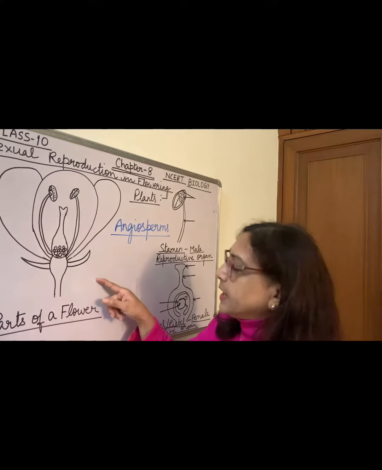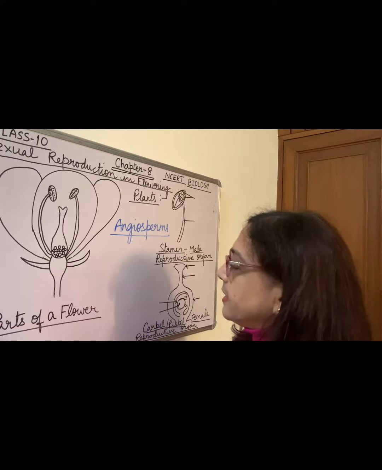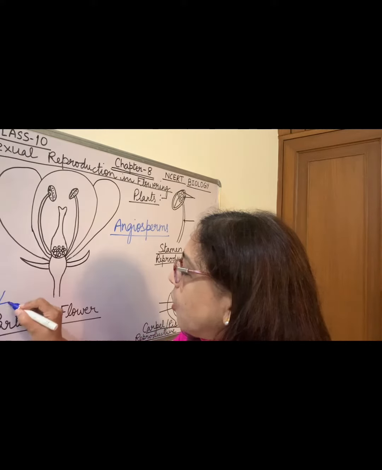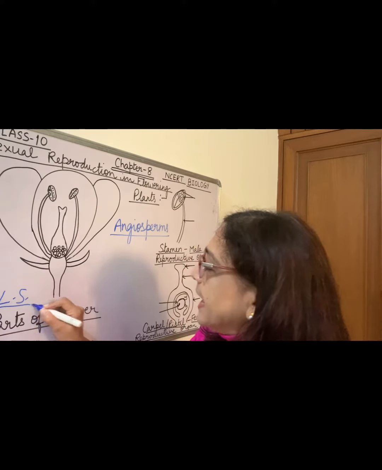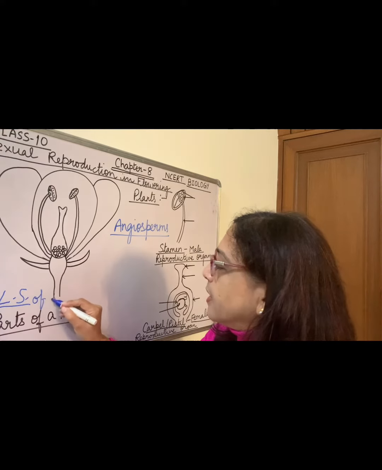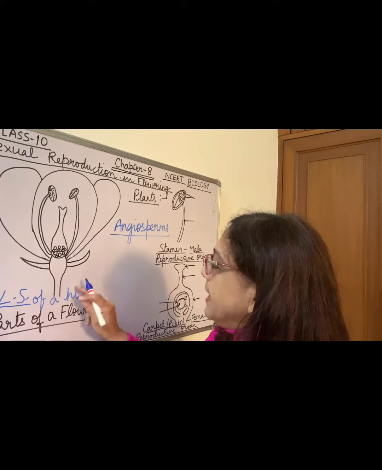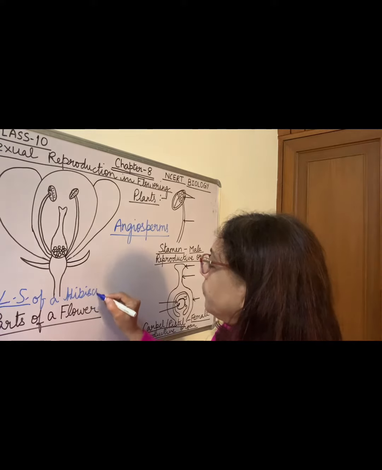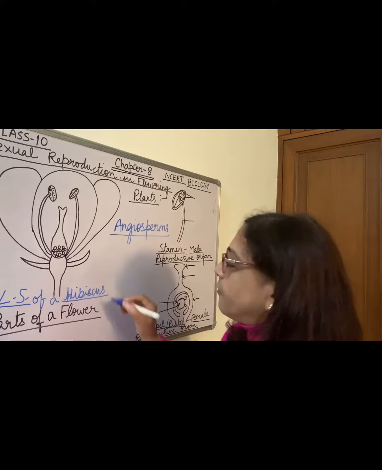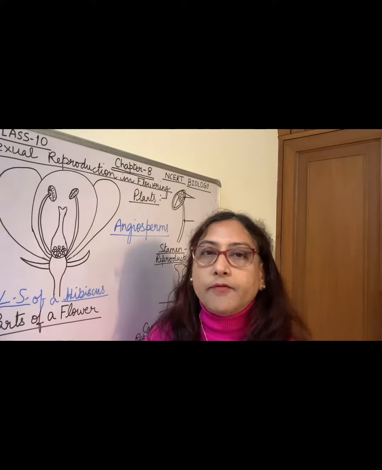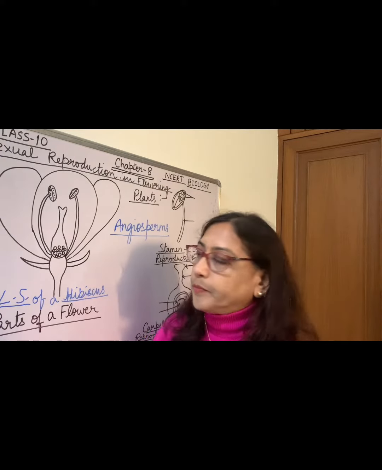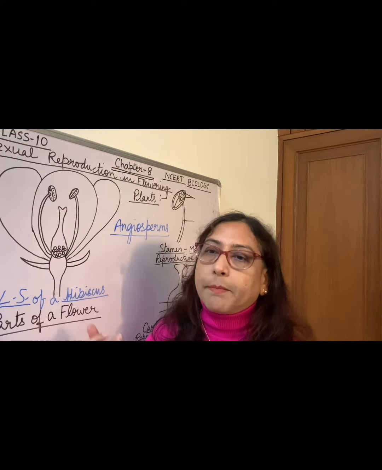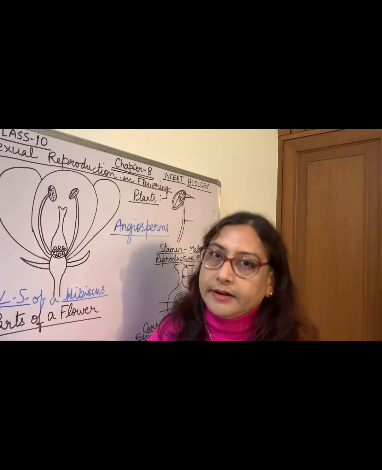Now, I have drawn a diagram here. As you can see, it is the longitudinal section, that is LS of a flower, of a hibiscus flower. This is the LS of a hibiscus flower. The common name of hibiscus is China rose and we call it gudhal in Hindi. Now in this, why do we take hibiscus plant? Because the parts in this flower are very clear.